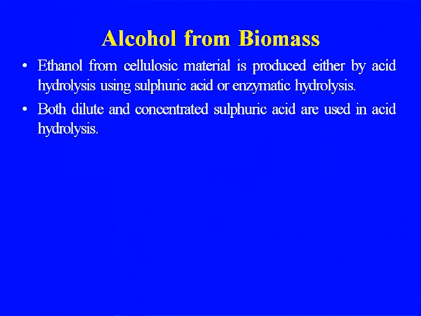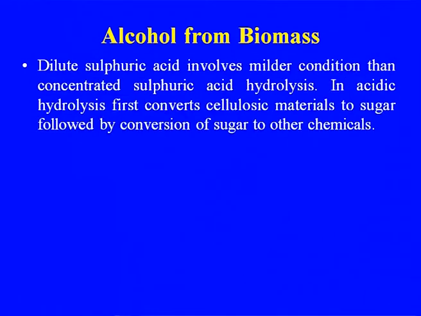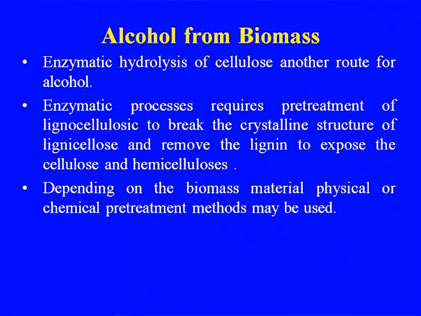This I have already discussed in this summary. I have summarized the various steps involved in the case of alcohol, where the cellulosic material is hydrolyzed either by acid hydrolysis in sulfuric acid or by enzymatic hydrolysis. Both processes are available. Both dilute and concentrated sulfuric acid are used in acid hydrolysis. Dilute sulfuric acid involves milder conditions than concentrated sulfuric acid hydrolysis. In acidic hydrolysis, we first convert the cellulosic material to sugar, followed by conversion of sugar to other chemicals. Enzymatic hydrolysis of the cellulose is another route for alcohol.